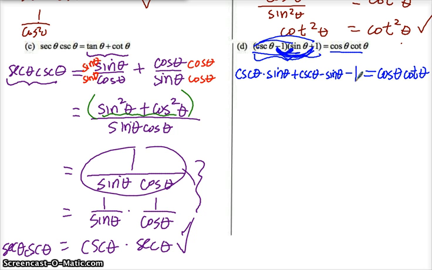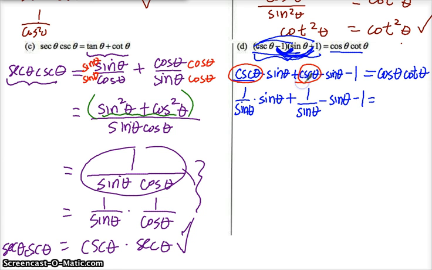Okay, well, this first one, I can rewrite cosecant as 1 over sine. So 1 over sine times sine, well, what happens to 1 over sine times sine? So anywhere I see a cosecant, I'm going to rewrite it as 1 over sine theta. Okay, so I rewrote this one, I rewrote this one.